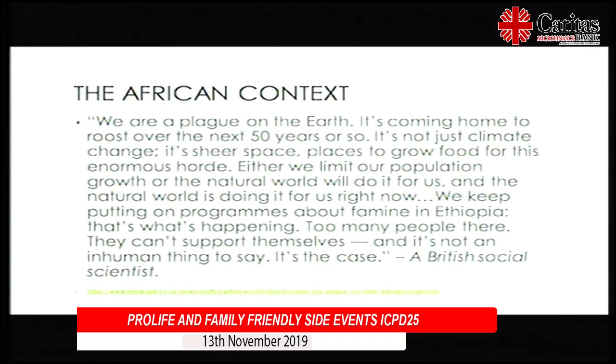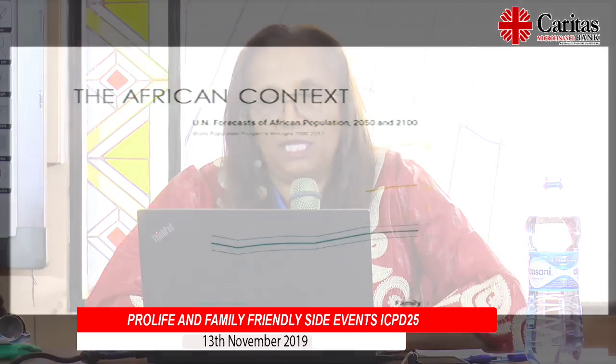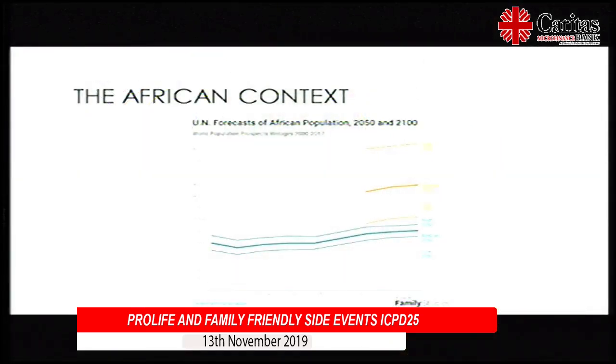About famine in Ethiopia. Is that good? Oh, okay, sorry. This is a British social scientist saying that we, humans, are a plague on the earth, that it's coming home to roost over the next 50 years or so. I think that he made this comment 2 years ago. We limit our population. We keep putting on programs about famine in Ethiopia. Too many people there, they can't support themselves. And as I showed you earlier, Ethiopia's maternal mortality rate is continuing to trend down.